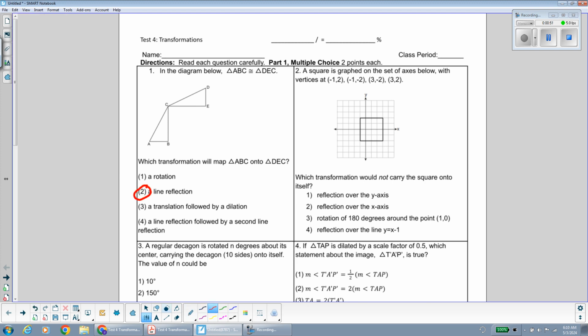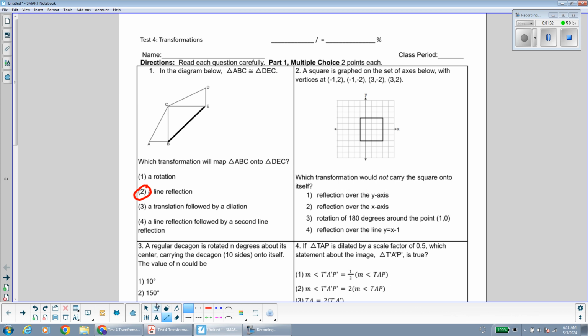And the reason that it is a line reflection is because if you flip these points over the line of reflection, they match up to where they're supposed to. A is supposed to match up to D, B is supposed to match up to E. In order to see what the line of reflection is, I'm just going to connect as best as I can two corresponding pre-image and image points. And I know that B and E are supposed to correspond.